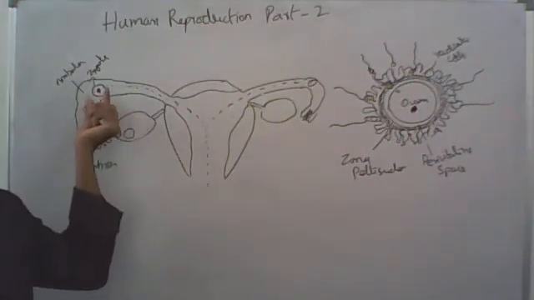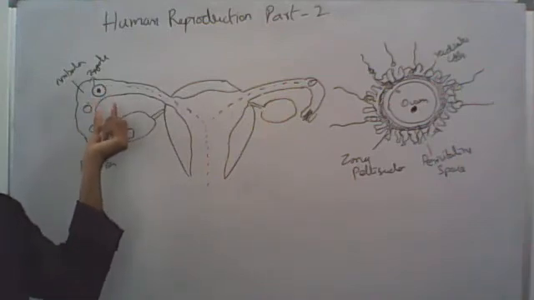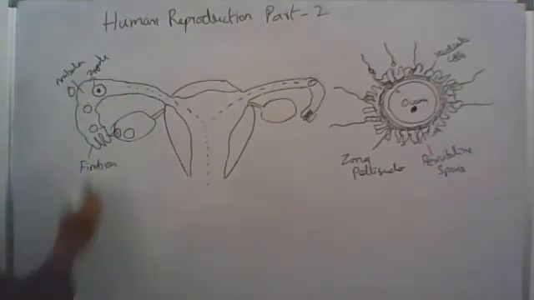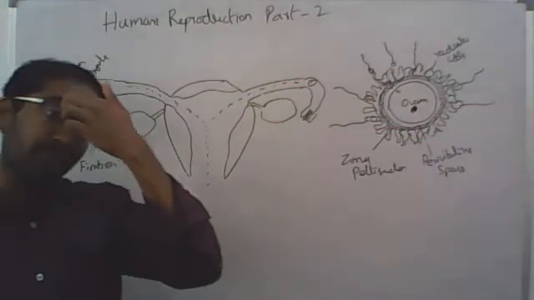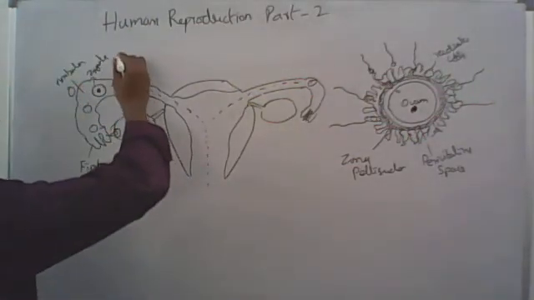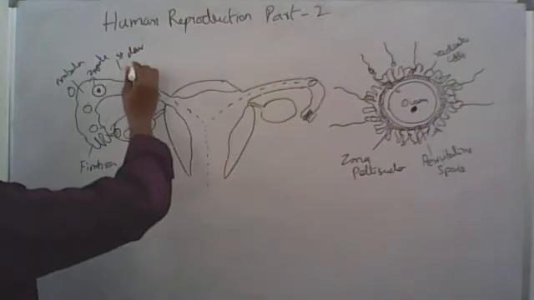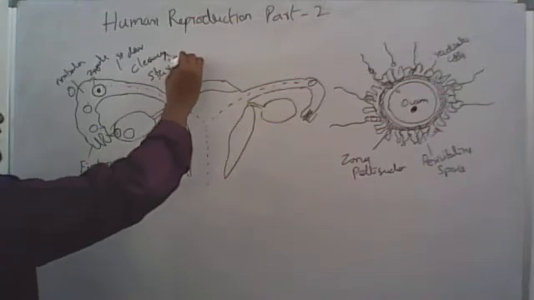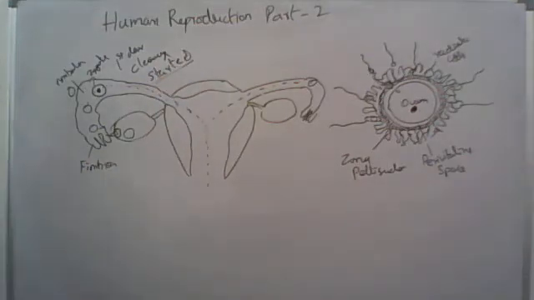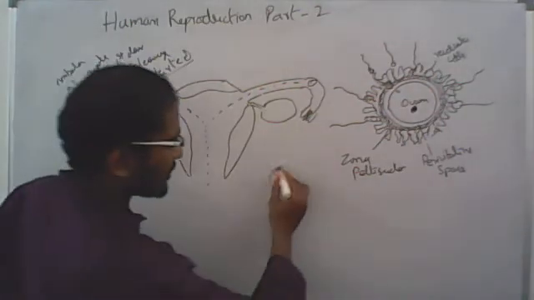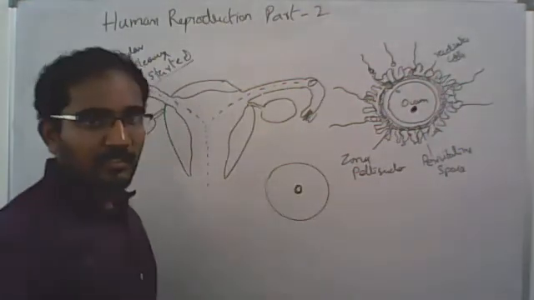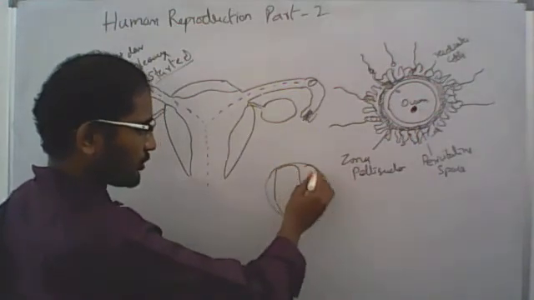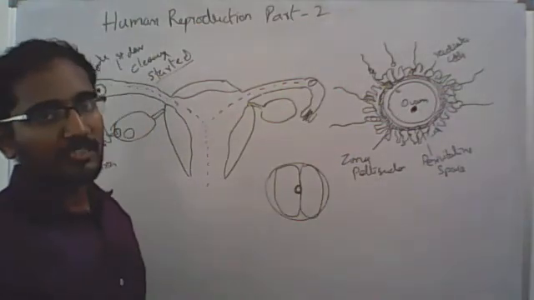So now the zygote will be formed. The first cell formed after fertilization is the zygote. Consider that this is the 0th day, when fertilization has happened. Then on the first day, the cleavage will start. What is cleavage, sir? Cleavage is nothing but the zygote cell dividing mitotically and forming a two cell stage.